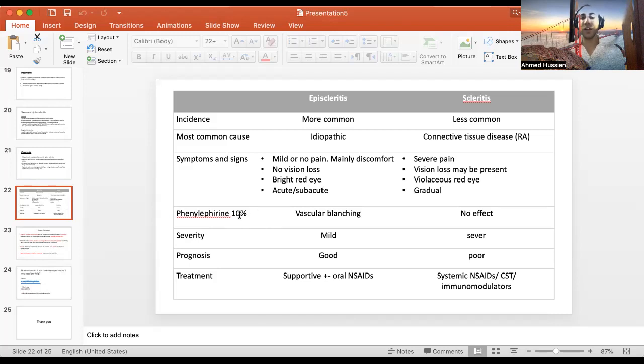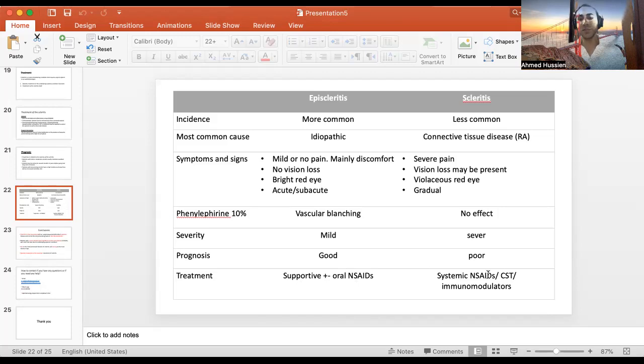What is the effect of phenylephrine 10%? It will affect the episcleral vessels with vascular blanching. However, it has no effect on the deep scleral vessels. Severity, episcleritis is mild, scleritis is severe. Prognosis is good in the case of episcleritis, poor in scleritis, of course. The treatment in episcleritis is mainly supportive, even no treatment is required in most cases, and sometimes oral non-steroidals can be used in case of pain or discomfort.